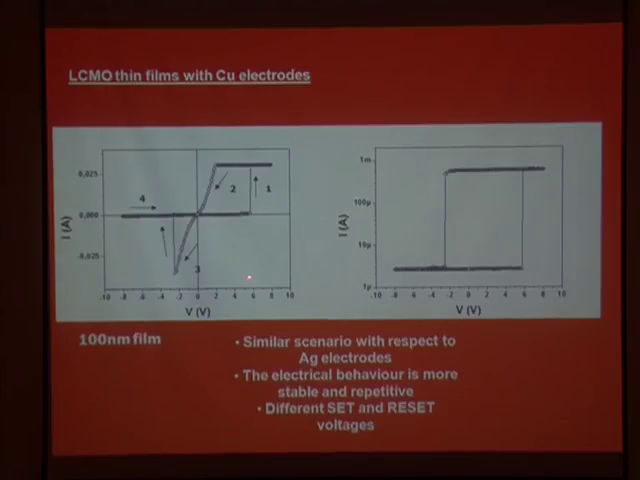We also found different set and reset voltages. It has been found that the set voltage is systematically between 6 and 7 volts, while the reset voltage is between 2 and 3. This is in contrast with the silver case, where we found 4 and -4 volts in almost every case. And here you have this hysteresis switching loop, which is perfectly squared and displays the two resistance values.